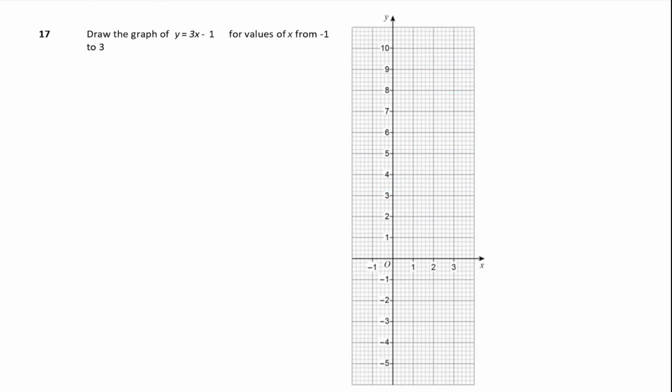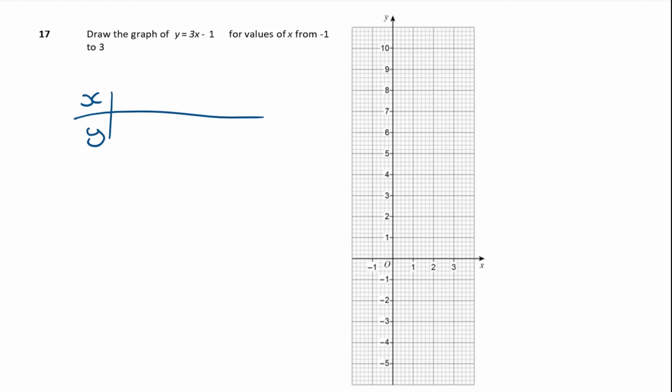Question 17, draw the graph of y equals 3x minus 1 for values of x from minus 1 to 3. Now, if this was the calculator paper, I'd just get you to use the table function on your calculator. Check out the other videos I've done for examples of how to do that. But this is the non-calculator paper, so we're not going to be able to do the super cheaty easy way on the calculator. We're going to have to work it out long ways.